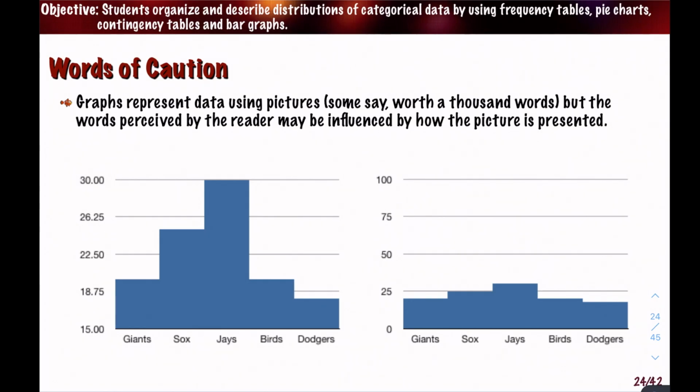So now that we've talked about categorical data and some of the things that we can do with it, I'm going to present some words of caution about why people often get confused with statistics and how you implement it. When we are drawing a picture for any of our graphs, people say that pictures are worth 1,000 words. But pictures can be perceived by the reader, and you may be influenced by how the picture is presented.